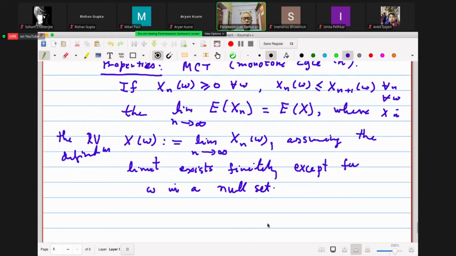Of course, it could so happen that this side is infinity, in which case this side also is infinity. But the important thing is, if this side is finite, then this side, the expectation of X, is also finite.